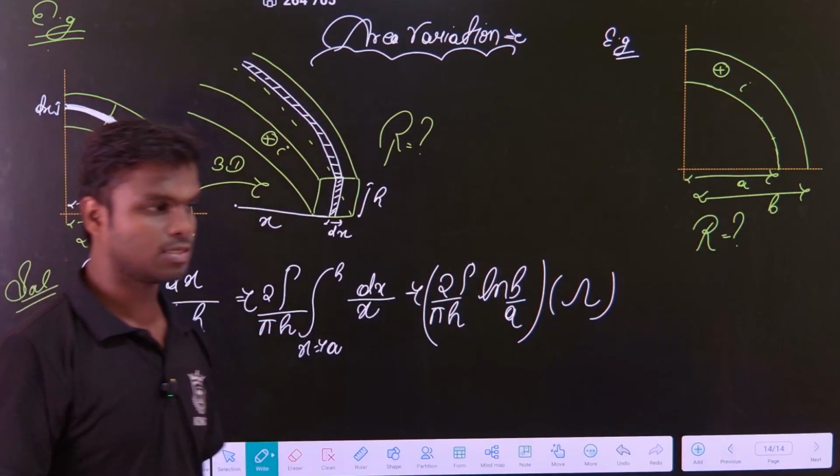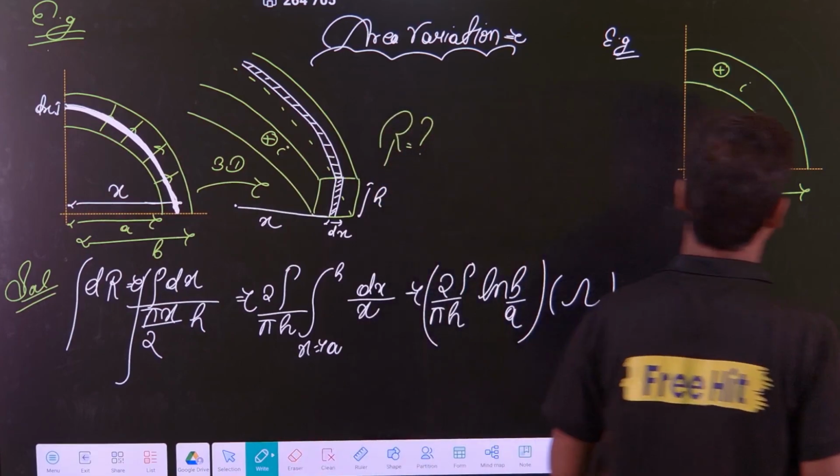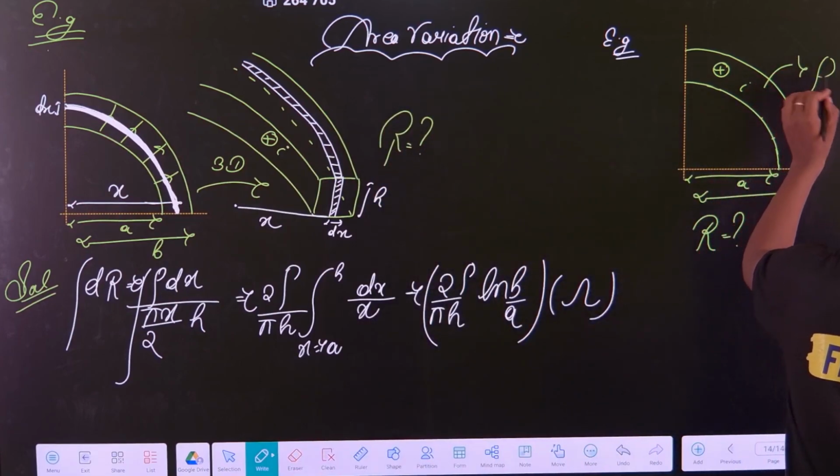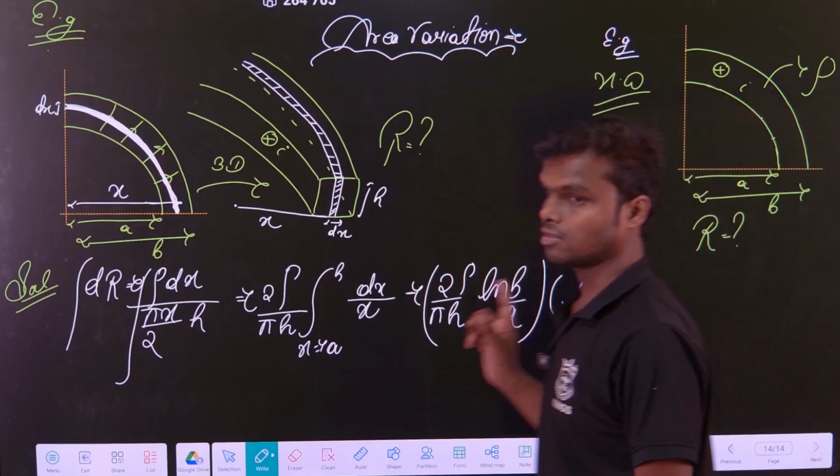First you will think whether the length is changing or the area is changing. On the basis of that you will write, okay? And everything is given, resistivity is given, that is rho. That is your homework question. You just write the answer and comment in the comment section.